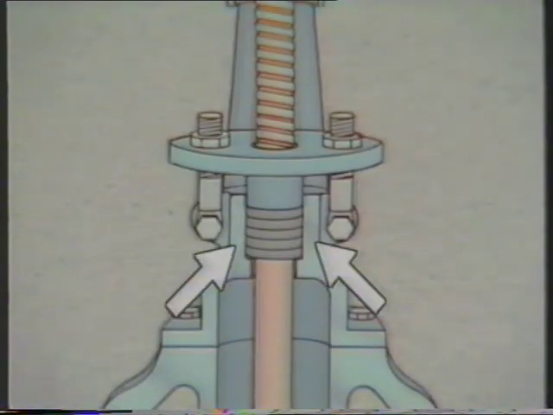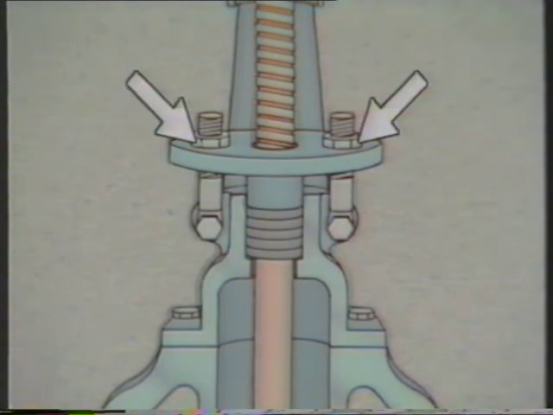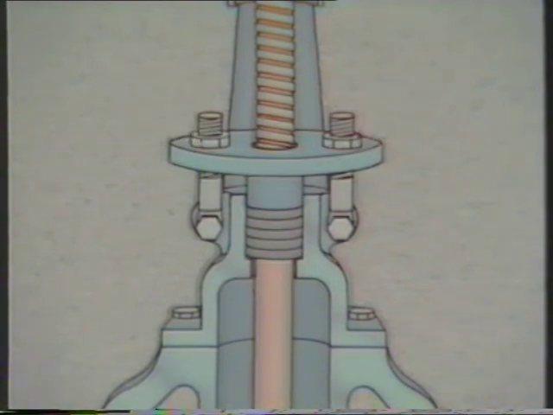The stuffing box holds the packing in place around the stem. The packing gland fits over the stem and on top of the stuffing box. It's used to compress the packing inside the stuffing box to ensure a good seal against leakage. These gland nuts are used to adjust the pressure on the packing gland.